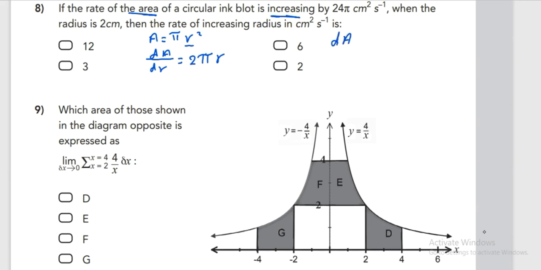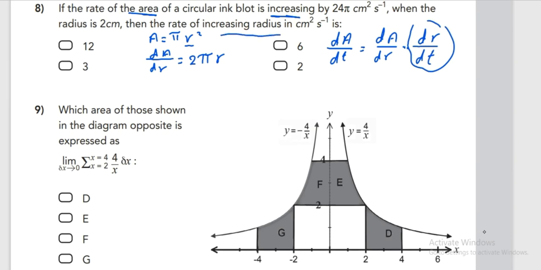The rate of change of area, dA by dt, its rule is dA by dt equal dA by dr multiplied by dr by dt. The part dr by dt is the rate of change of the radius, which he asked to find. Increasing or decreasing, it's the same, no difference here. dA by dt, he gives its value, which is 24 pi.